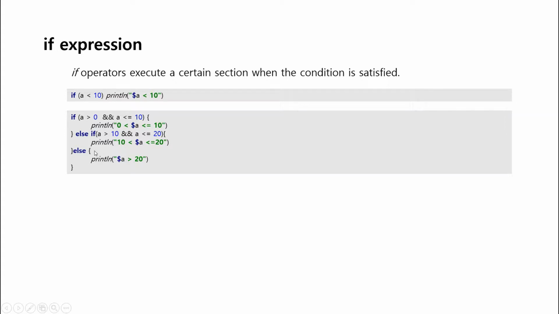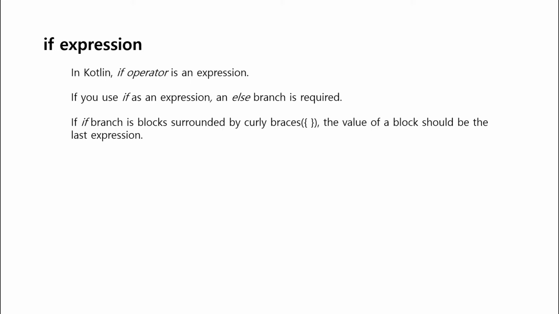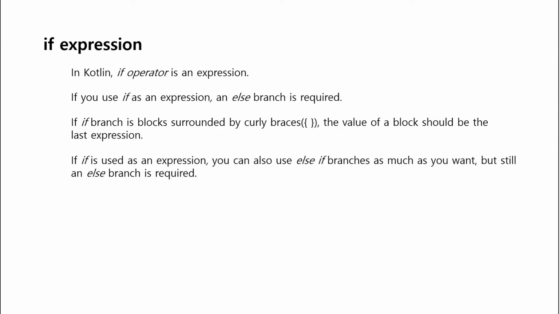So far, it sounds like if in other languages. However, this is the difference. In Kotlin, the if can be an expression which returns a value. If we use the if operator as an expression, we should use the else operator too. If the if or else block have multiple operations, the last operation returns the value. The if expression can use else if operator too, but again, we should still use the else operator. The else operator is mandatory.